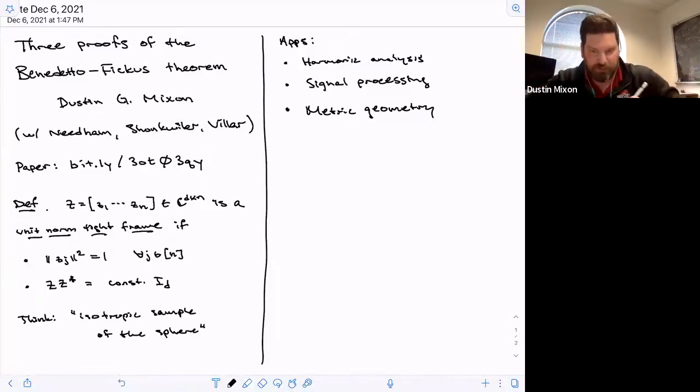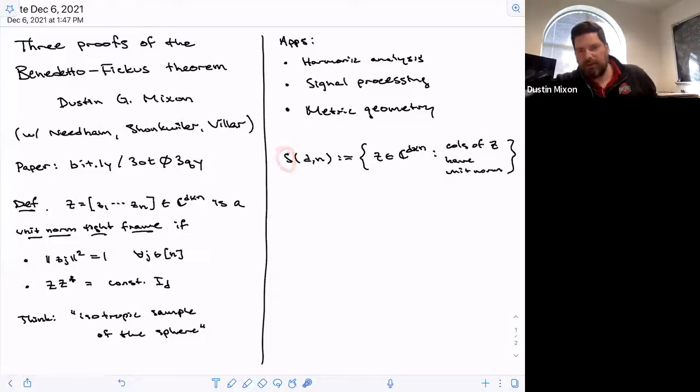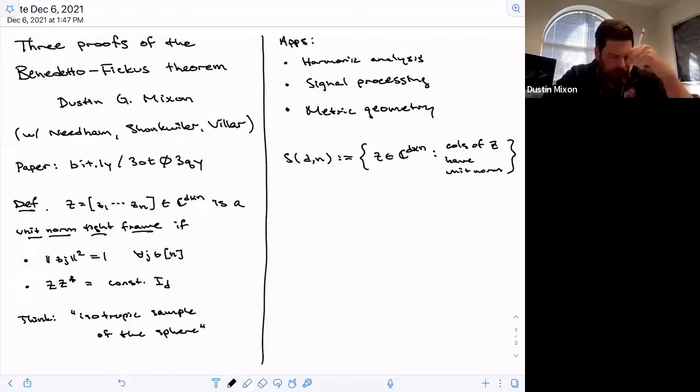These unit norm tight frames, they're elements of a useful set of matrices to think about. These are matrices for which every column has unit norm. So I'm using an S here. I want you to think of like the sphere. Every column is in the unit sphere. Every unit norm tight frame belongs to this set. We'll actually see that it's a special member of this set.